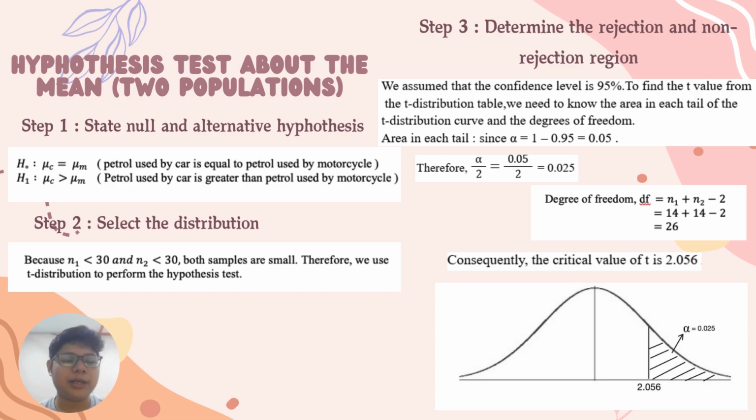Because N1 and N2 are less than 30, both are small samples. Therefore, we use the t distribution to perform the hypothesis test. Next, we determine the rejection and non-rejection region. We assume that the confidence level is 95%.